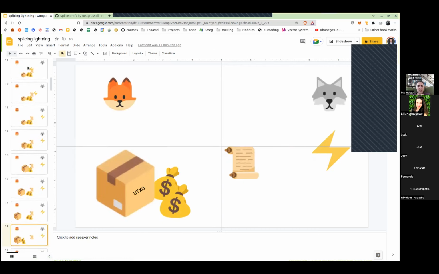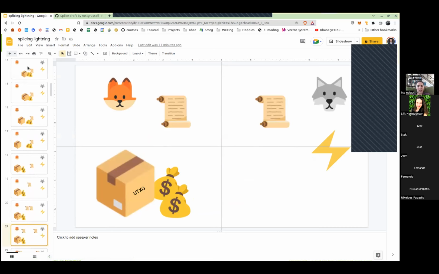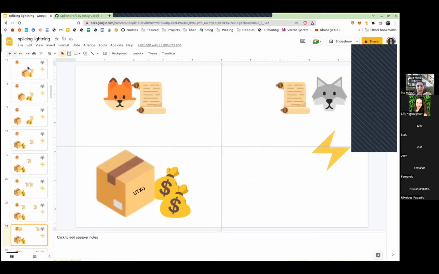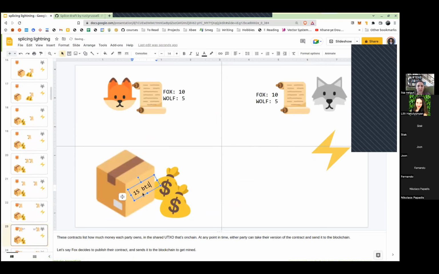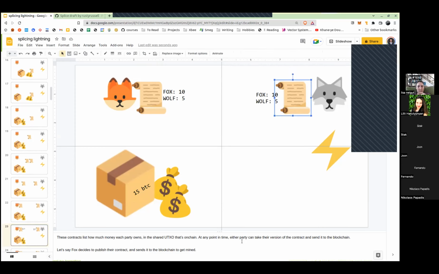So you get this UTXO object over here, and it has the money from both parties in this shared object. The way you govern who owns what in that shared object is with this little contract. Let's say there's 15 Bitcoin in this UTXO. So this is 15 BTC. Then each side will have a contract, and the contract will say how much of that total on-chain amount belongs to each party, right?